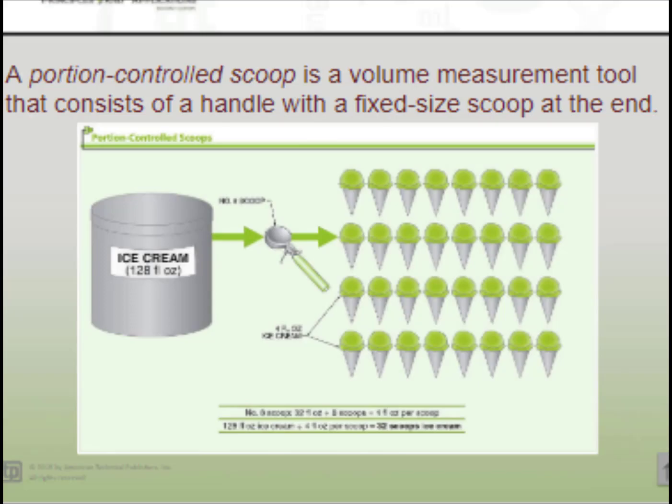A portion-controlled scoop is a volume measurement tool that consists of a handle with a fixed size scoop at the end. Portion-controlled scoops come in a variety of sizes and are marked with a number, indicating how many scoops are required to make 1 quart, 32 fluid ounces.